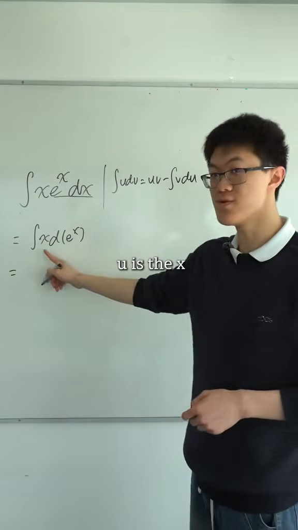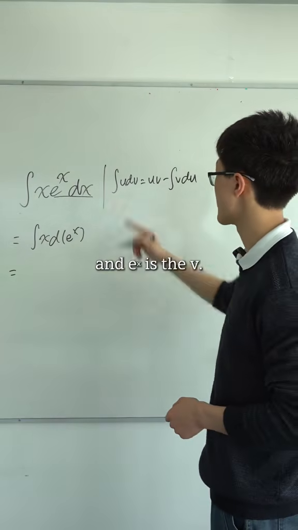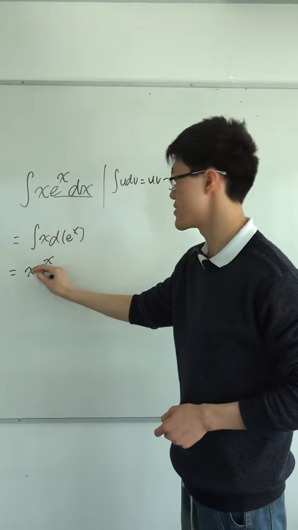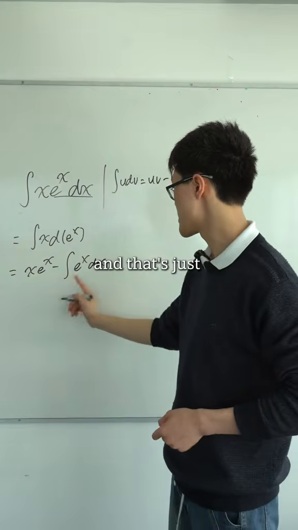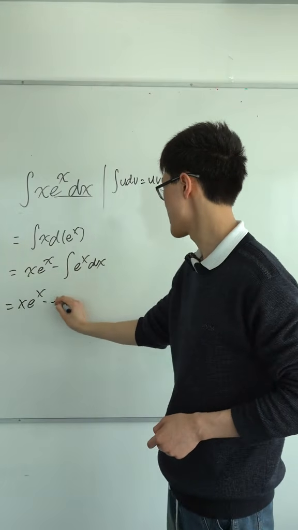Here u is the x, and e to the x is the v. So this is x e to the x, uv, minus the integral of v, e to the x, du, which is dx. And that's just a trivial integral, e to the x plus c.